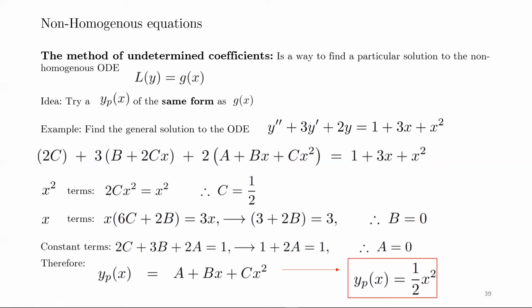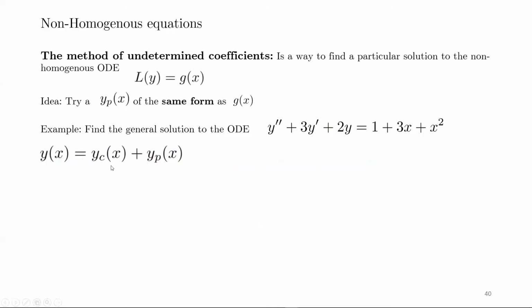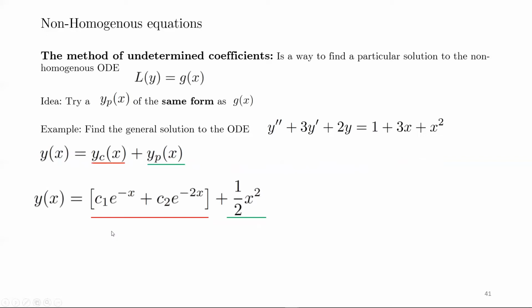So to find the general solution to the ODE that we started with, I have to simply sum these together. My complementary solution was c1 e to the minus x plus c2 e to the minus 2x. And then I've just shown that the particular solution to this non-homogeneous ODE is 1/2 x squared. So great, we can solve at least certain types of non-homogeneous ODEs now.